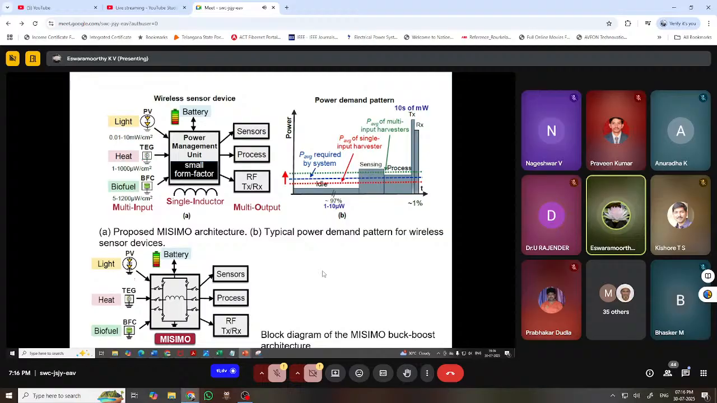So if you have light, heat, biofuel, and you have battery management, small form factor, and you have a sensor and processor and radio, right? Here also is the typical demand pattern of the wireless device. So first we have to understand how much power is required. In the ideal case, we can see less power is required.